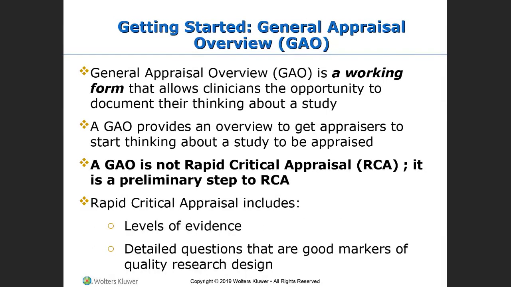So when we're getting started to do a general appraisal overview, basically what we're going to do is just document, talk about, and think about the study. It provides an overview to get appraisers started thinking about the study to be appraised. This is not a rapid critical appraisal. It's simply a preliminary step, just looking through some articles to decide, is this worth it or is it not? The rapid appraisal includes levels of evidence and detailed questions that are good markers of a quality research design.